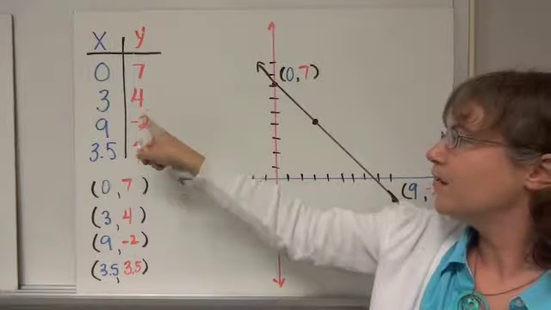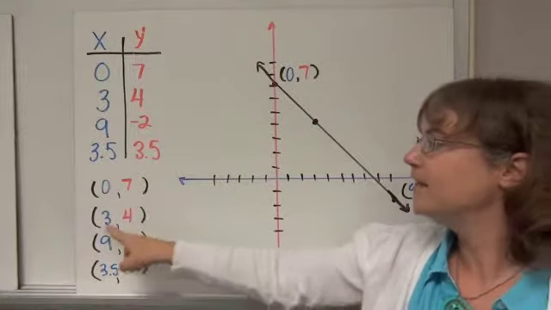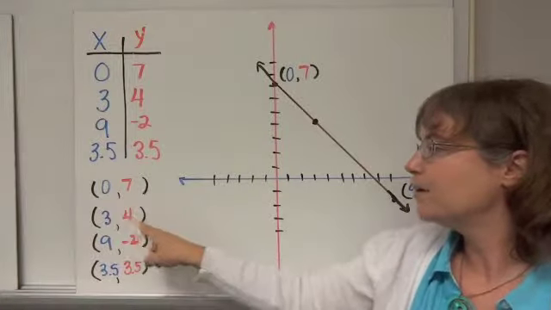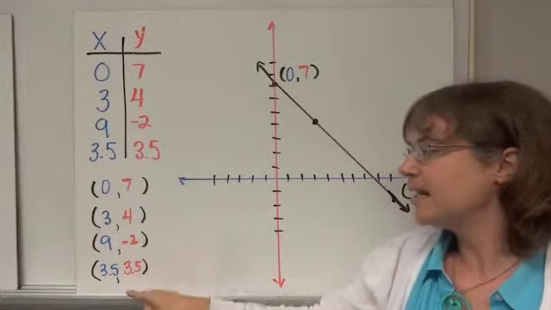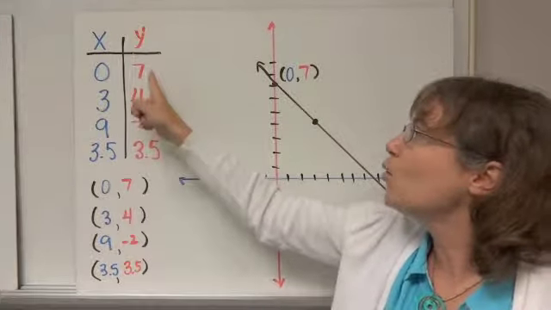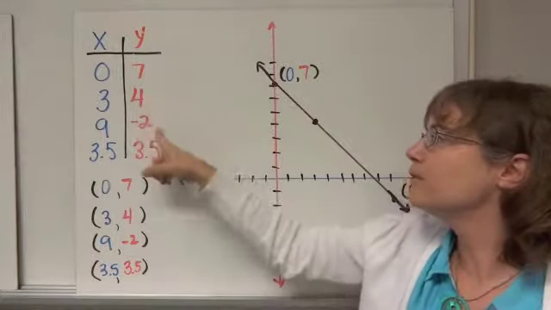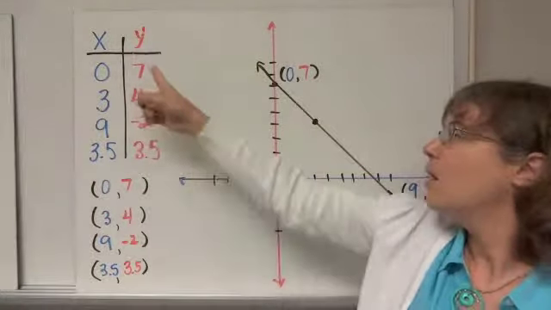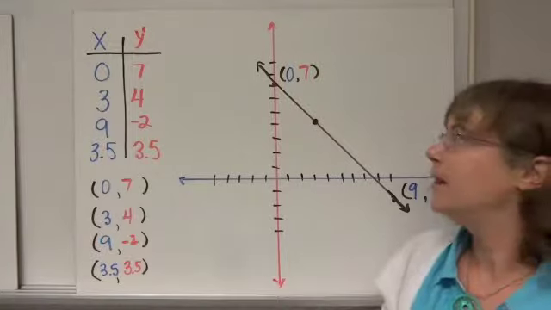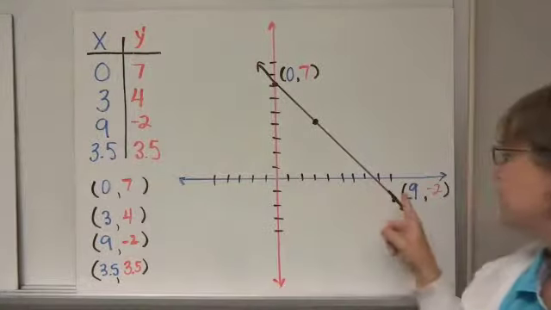So here are our coordinate points again, and I wrote them as coordinate points: (0, 7), (3, 4), the x coordinate first, the y coordinate second, (9, -2), and (3.5, 3.5). Now really we only need 2 values to graph. I'm choosing the ones that are furthest away to give me kind of a wide area to draw my line. So I chose (0, 7), and I also chose (9, -2).